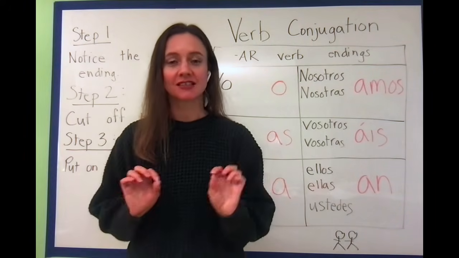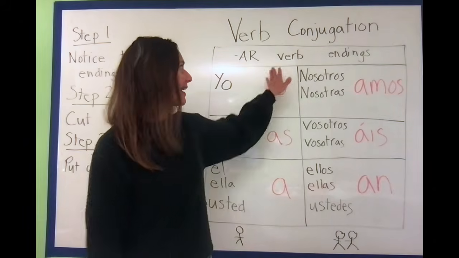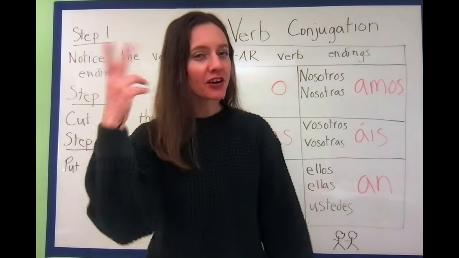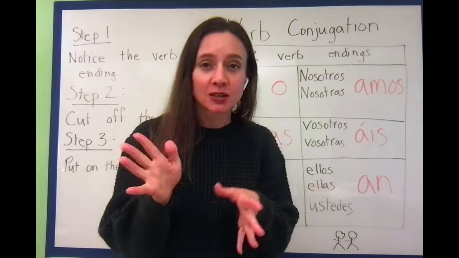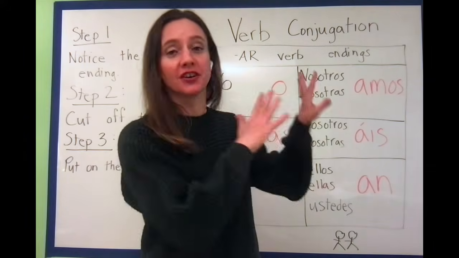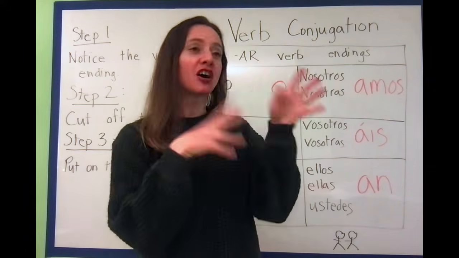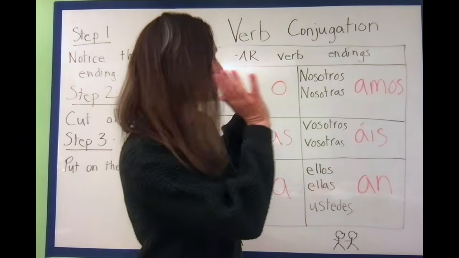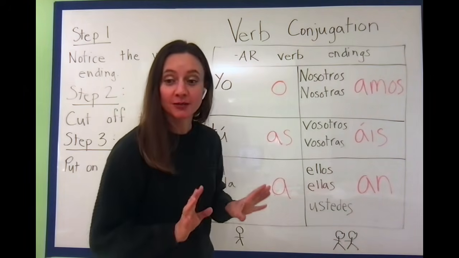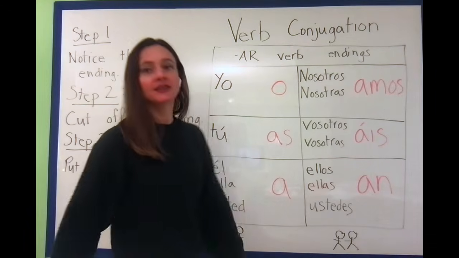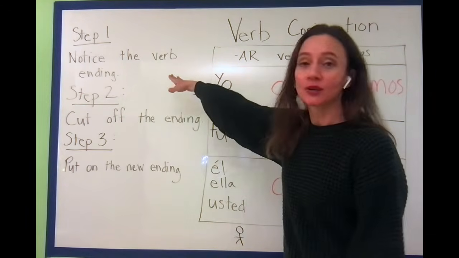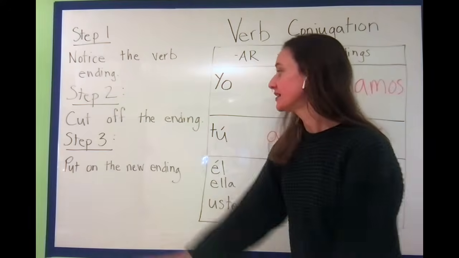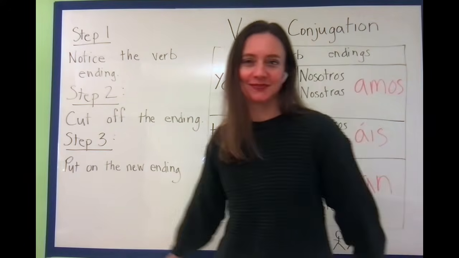So these steps with this verb chart, these endings, will help you conjugate any verb in the present tense if it's a regular AR verb. Later on, you'll learn there are some verbs that are not regular. They're not going to follow this pattern, and they're going to cause us to think a little bit more. But you don't have to think about that yet. Okay? Regular verbs follow the pattern. You're going to notice the ending, cut off the ending, put on a new ending.